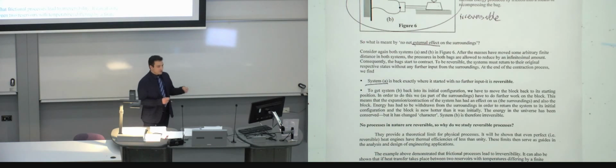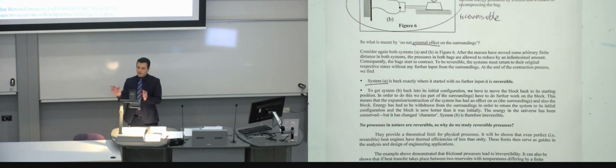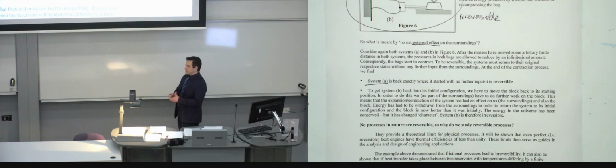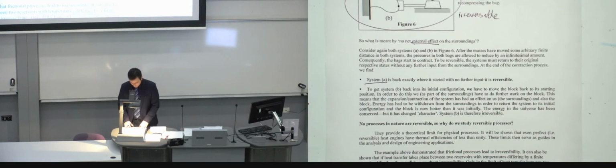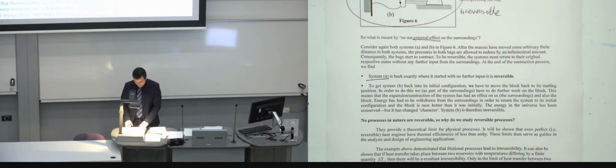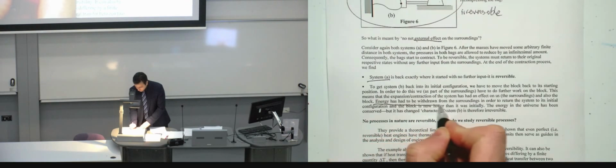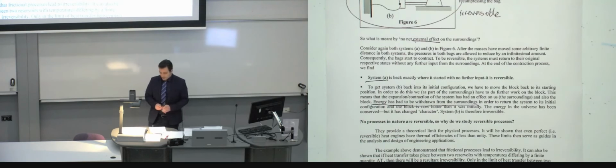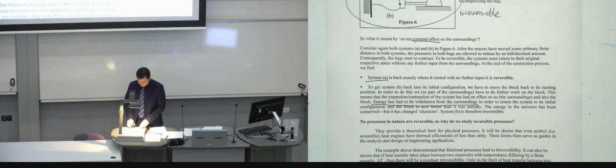In the second case, if you want to go back to the original state, therefore moving the mass to position A, or position 1, whatever you want to call that, you need some external force. Something or someone has to push this back, which means the surroundings now have to do some work on your system. Which means energy has to be withdrawn from the surroundings in order to return the system to its original state. Therefore, this is exactly what we mean by an irreversible process.